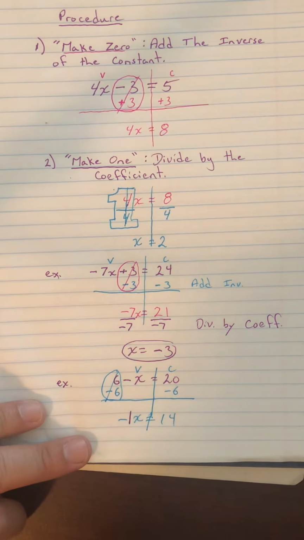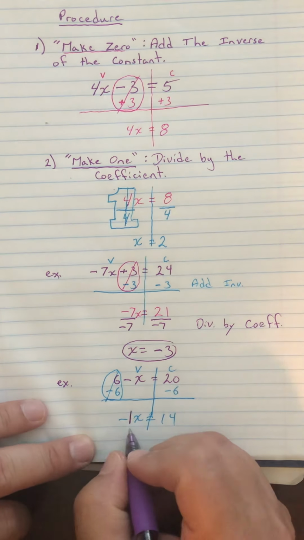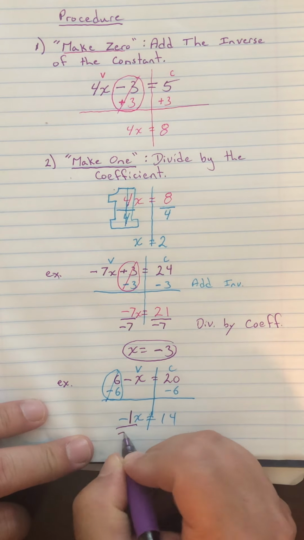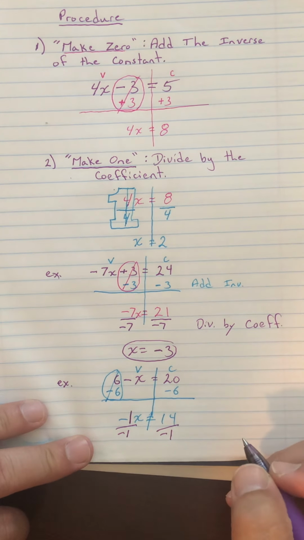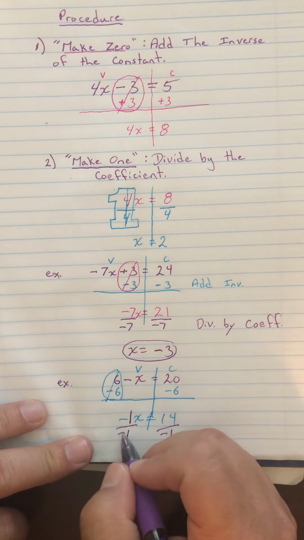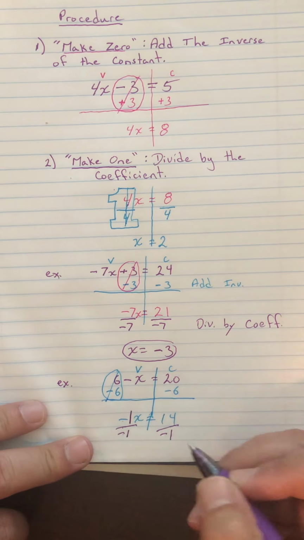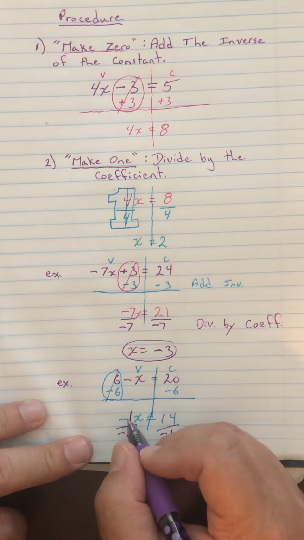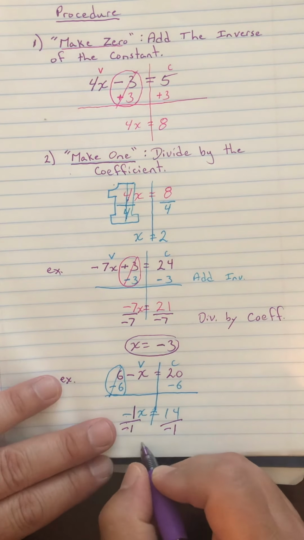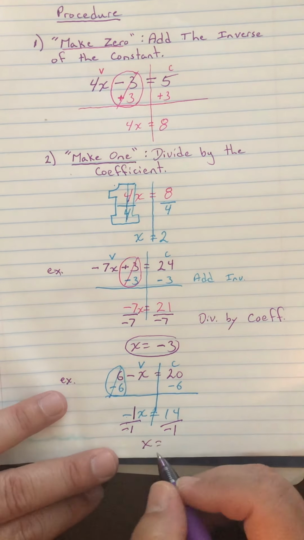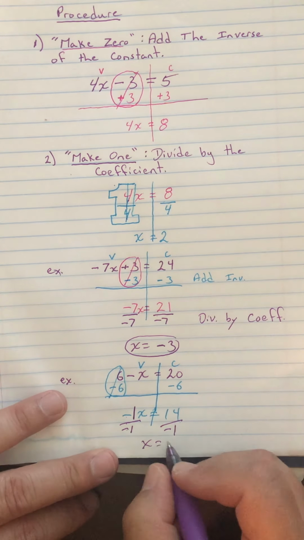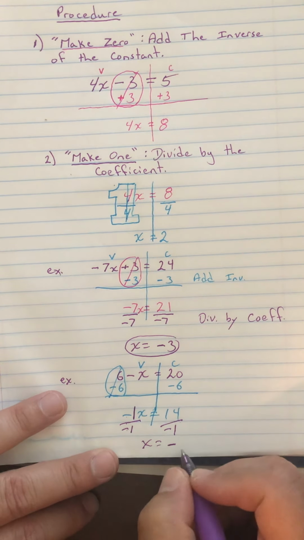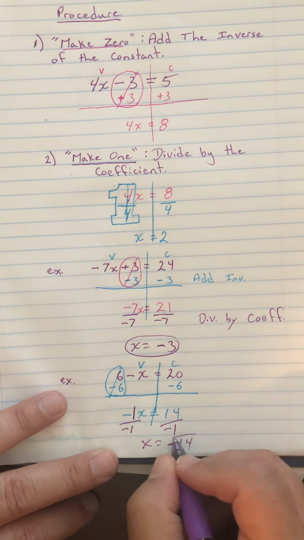So now my coefficient that I have to divide by is a negative 1. Divide by a negative 1. Because now this will give me a positive. Negative divided by a negative is positive. 1 divided by 1 is 1. So here's my 1x, invisible 1. Positive divided by a negative, they're different, so it's negative, and I get a negative 14.